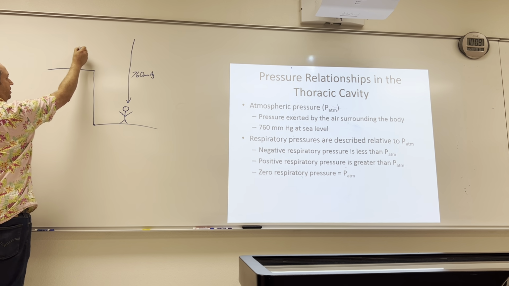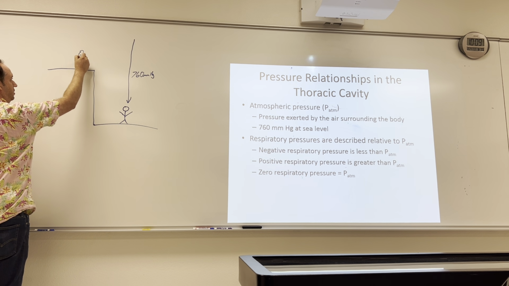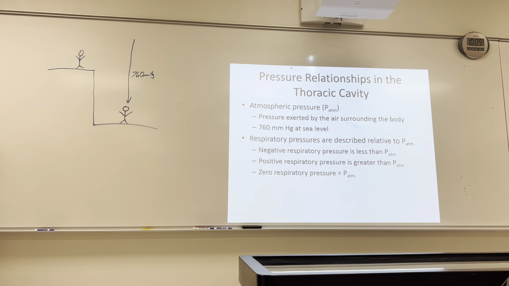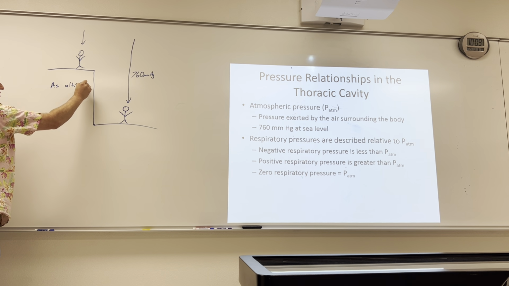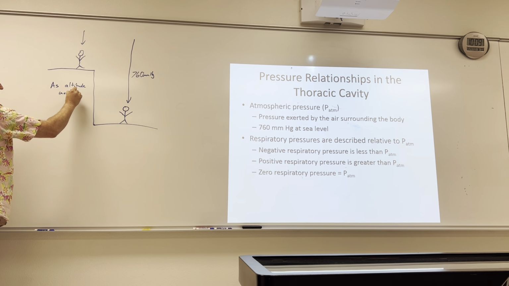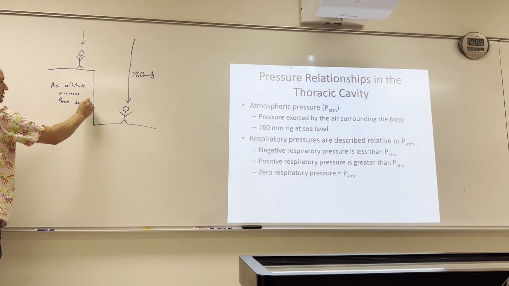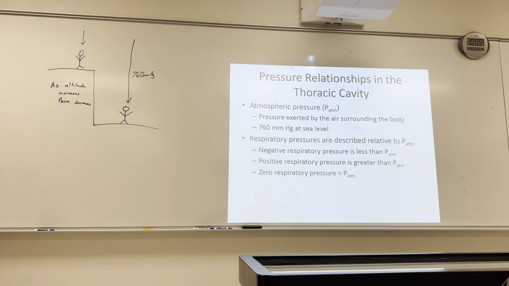If there's you, and here's someone else that's much closer to space, that column of air is smaller now. As your altitude increases, atmospheric pressure decreases. As you get further up above sea level, there's a smaller column of air pushing on your head. So the atmospheric pressure decreases.